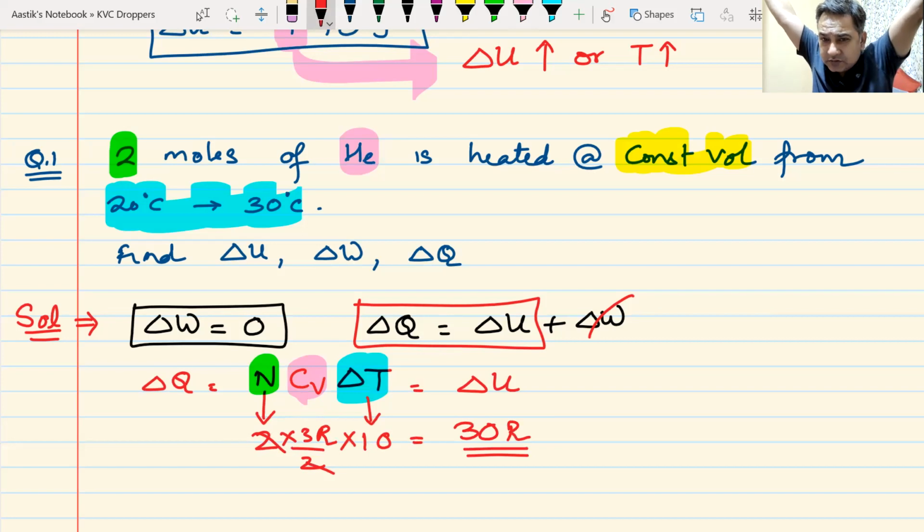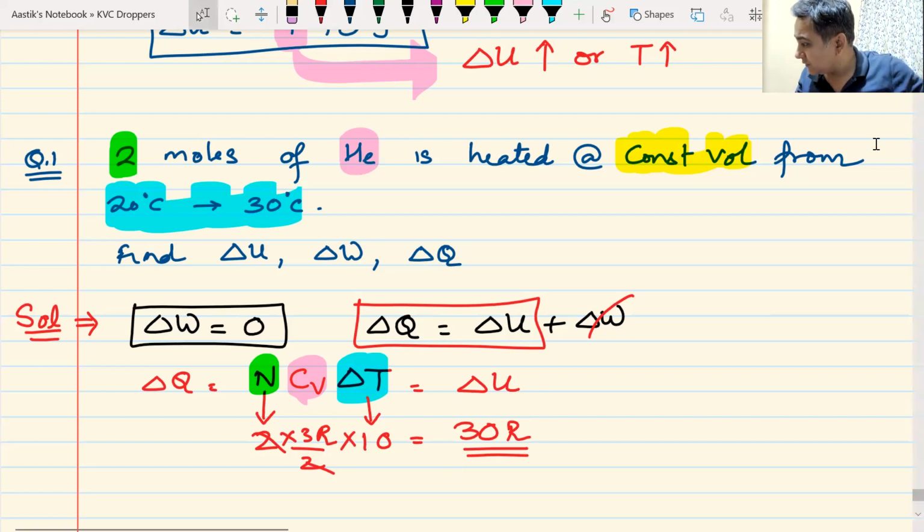Delta Q, 30 R is the answer for delta U. And the work done in this process is zero. And that is how you get this. Constant volume process, delta Q is n Cv delta T. Delta U is always n Cv delta T, no matter the process. We are done with this. I'll give you a minute to note this down if you could not do this, which I don't think would be the case. And I'll move on to the next process.